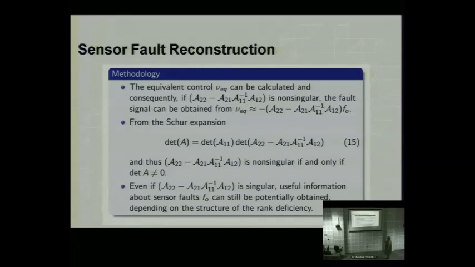If we look at a Schur expansion of A, so when it's written in terms of its, how shall we say, its block representation, we can see this thing here coming out. So the bit we want to invert here comes out of this Schur expansion of the determinant of A. So this will only be non-singular if A is non-singular. And A is often singular. If you've got an integrator in there, it might well be singular.